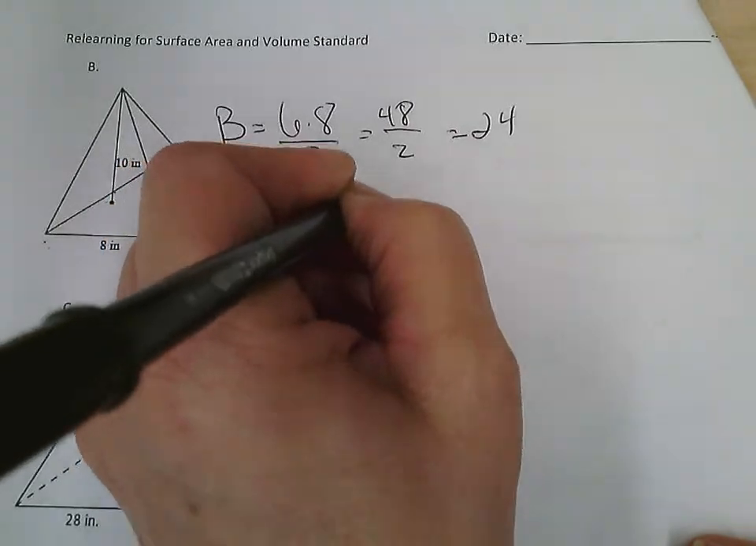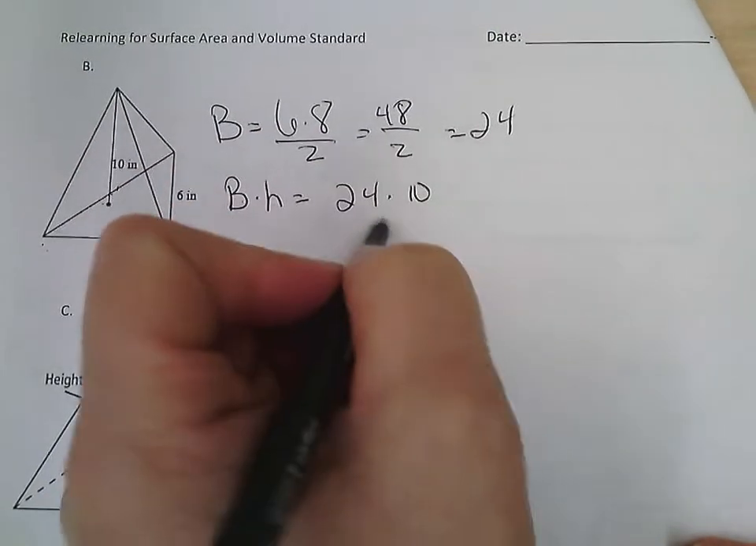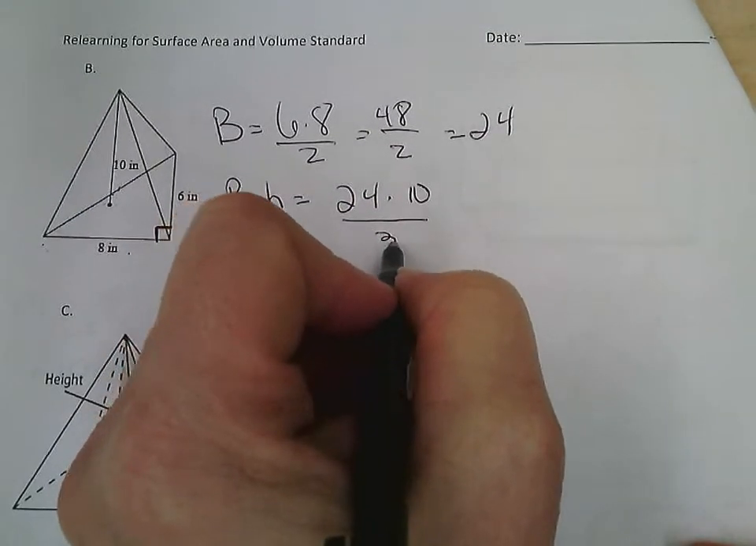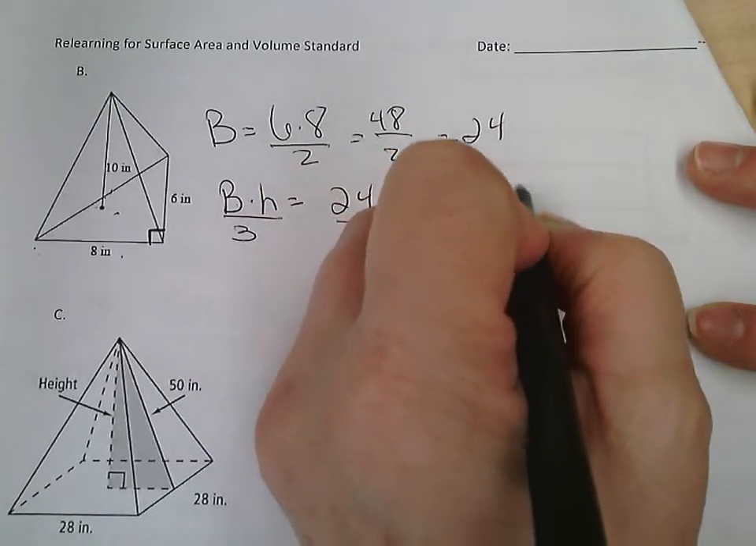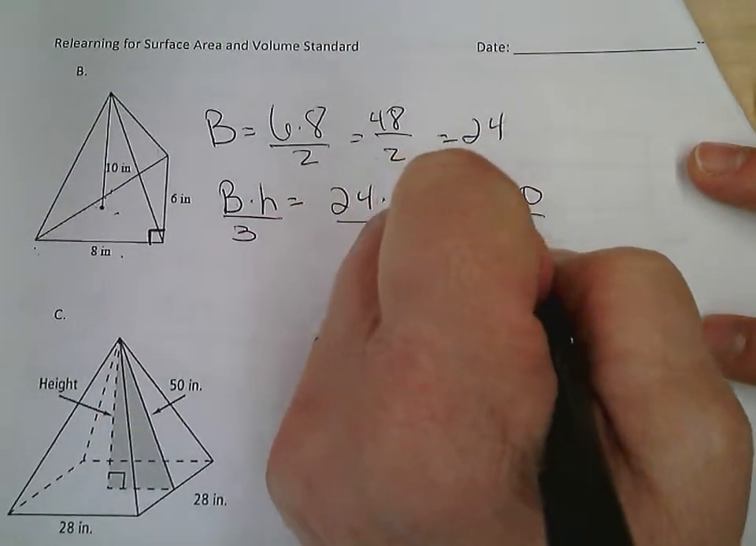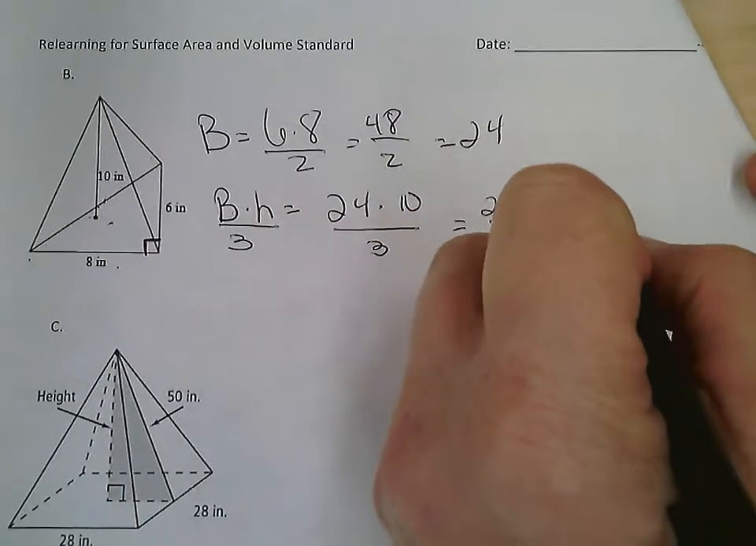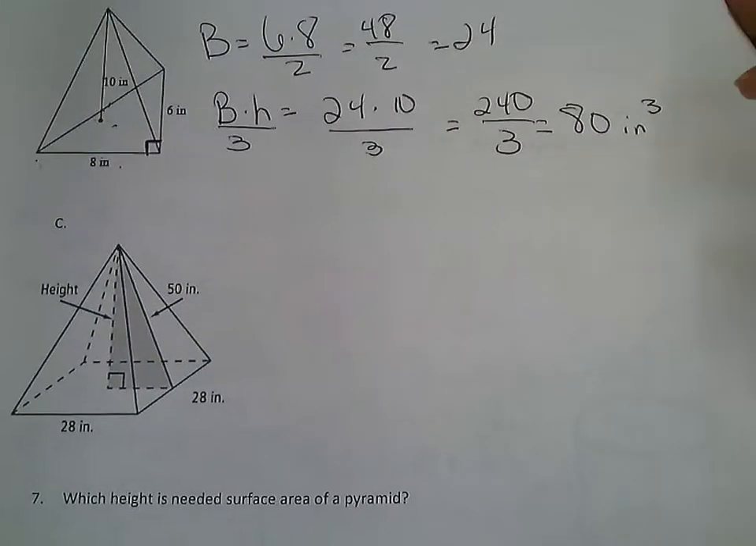Our base area is 24, and multiply that by 10. And we're going to divide that whole thing by 3 for pyramids, which is the way the formula works. So that's, again, 240 divided by 3. And it ended up working out to be the same, where we have 80 inches cubed. Just happens to be the same.